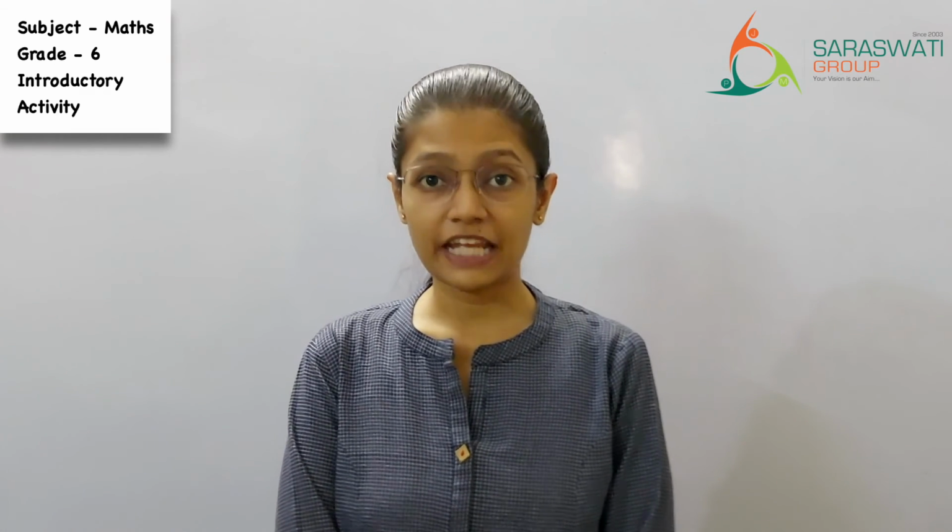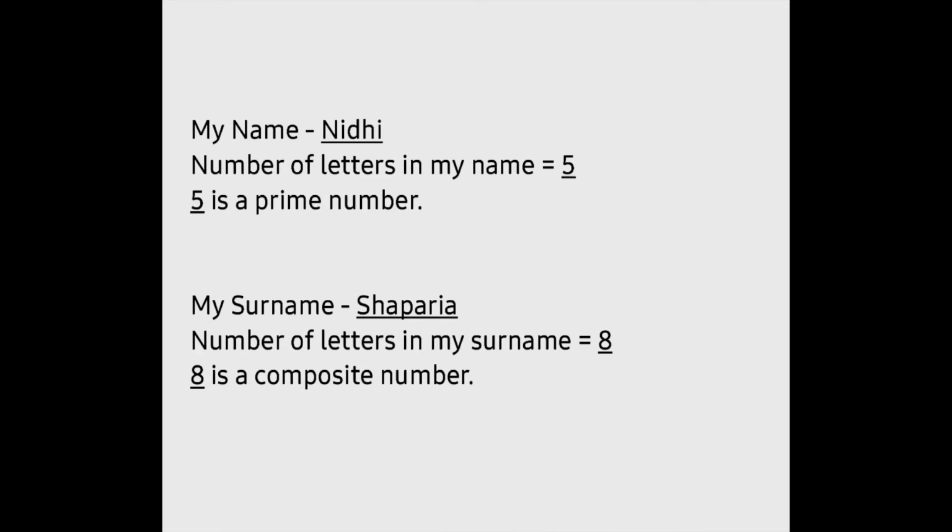Now, for your third activity, you have to count the number of letters in your name and surname. And then on your paper, you have to write like this. First, you have to write your name. Then you have to write number of letters in my name is equal to, and then you have to put the count. Then you have to mention whether that number is a prime number or a composite number.